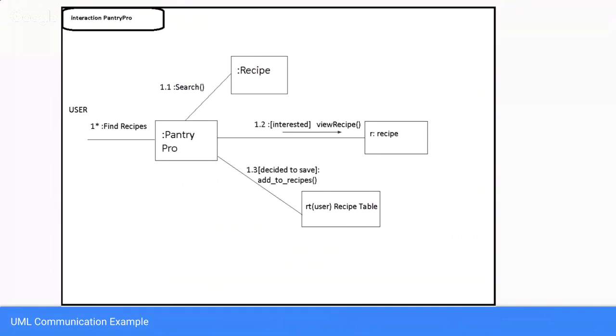So the Pantry Pro does a search up into the recipes, which is 1.1, and does a search function, goes into the recipe and pulls up all the recipes. And the user looks through those recipes, and when they find one they're interested in, 1.2, view the recipe function. It opens the recipe, they look at the recipe. If they like that recipe and they decide they want to save it, they go down to 1.3, and it adds that recipe to their recipe table or recipe database or the recipe file that they want to use so they can view the recipe later.